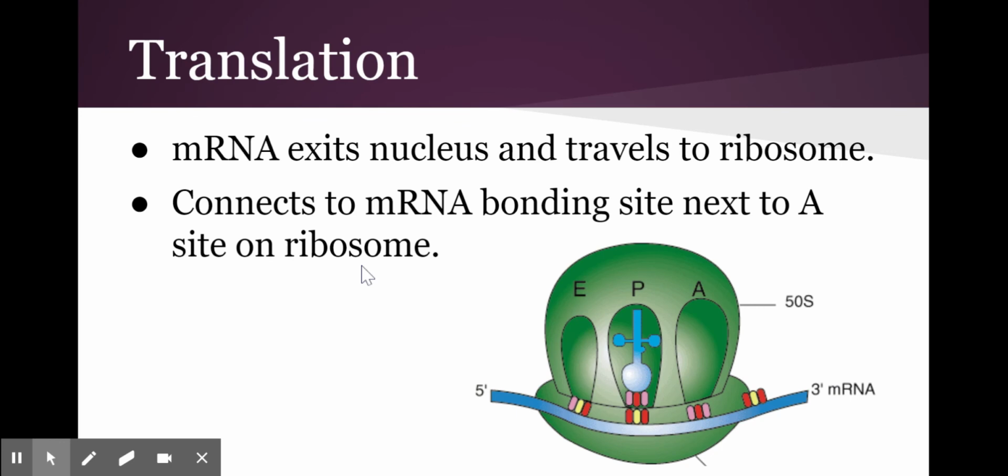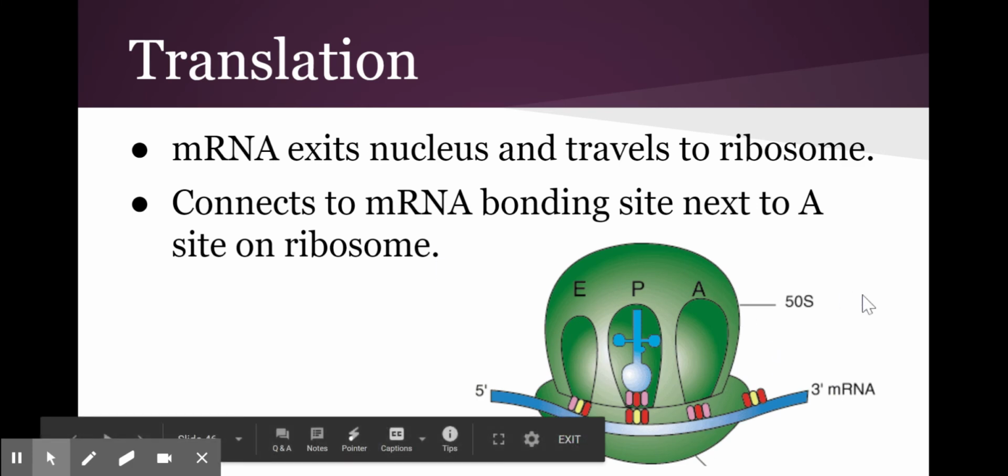So mRNA, picking up where we left off, exits the nucleus and travels to the ribosome. It then connects to the A site, or the attachment site, on the ribosome. So you would have your RNA moving in and attaching to that attachment site. There's directionality when it comes to the movement. It's going to go A site first for attachment, then P site, then E site, which is your exit site.